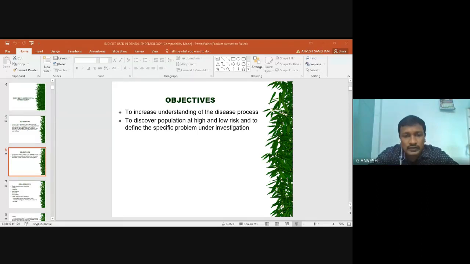Third one is we can motivate the individual. Fourth point is we can evaluate the success of individual and professional treatment. And last point is we can provide a means for personal assessment. So this is for the individual patient.